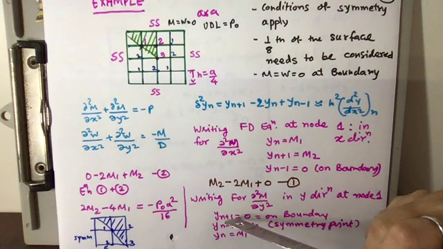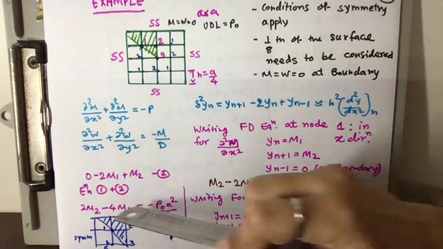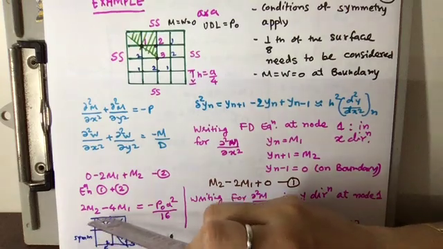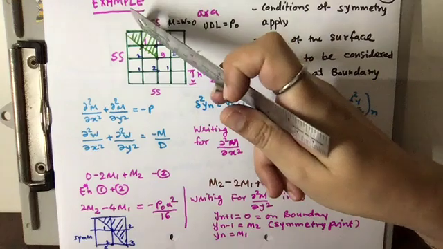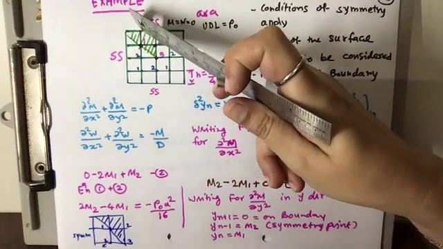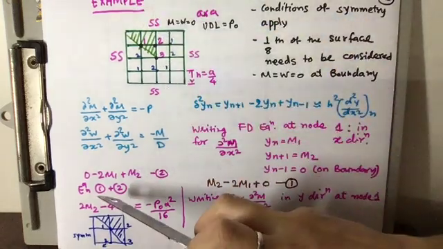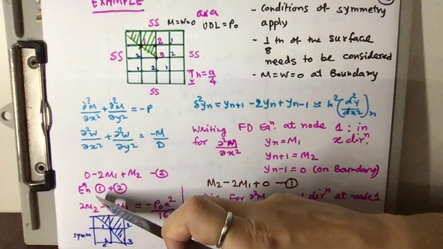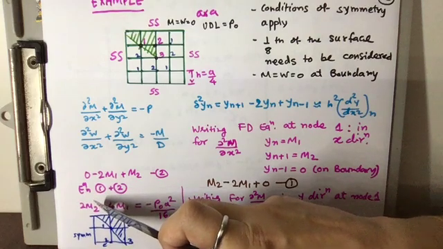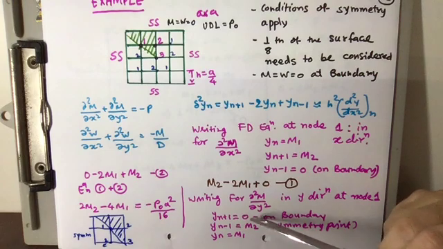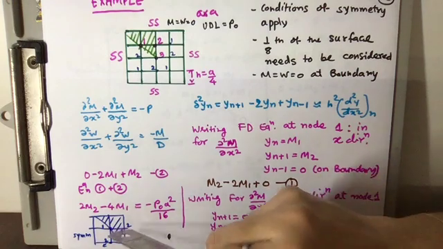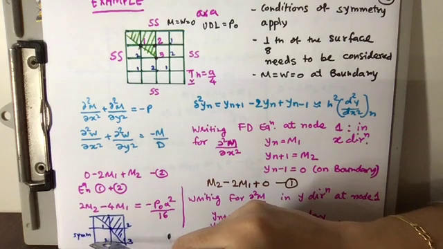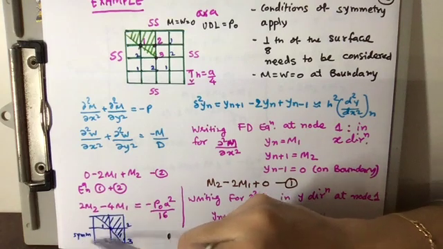yn plus 1 is again in y direction. You can see n plus 1 value will be somewhere here, and in this case it is somewhere here, it is a boundary point. So you can make it 0, and yn minus 1 in y direction is this point. Because of symmetry, this point is same.